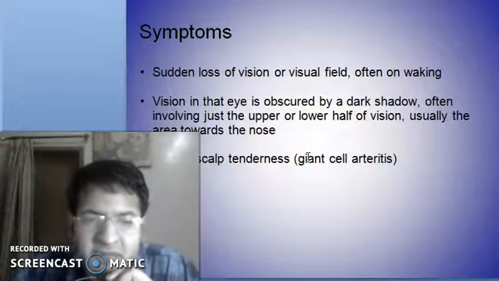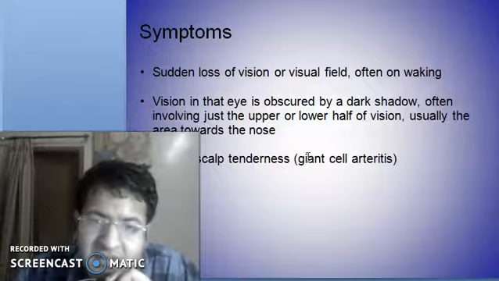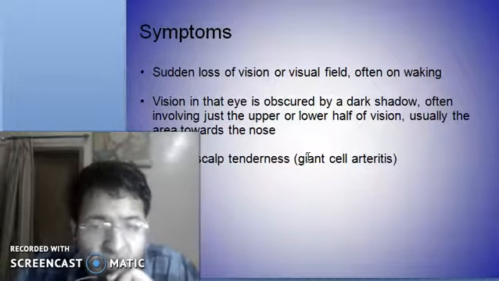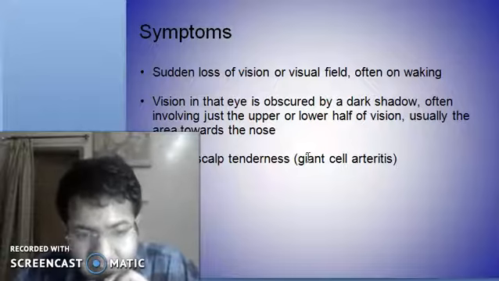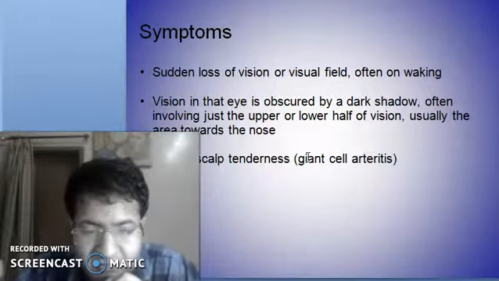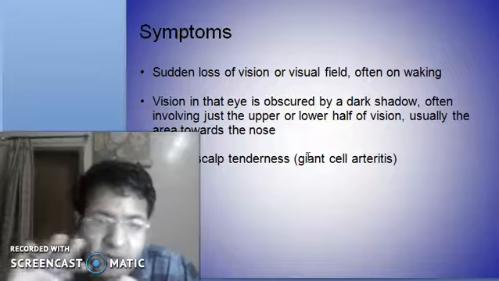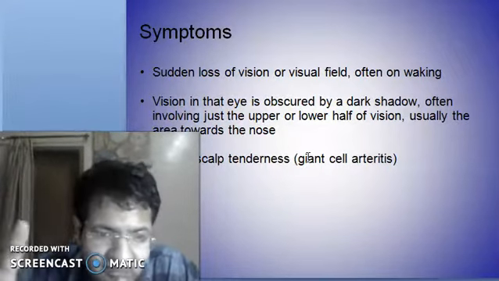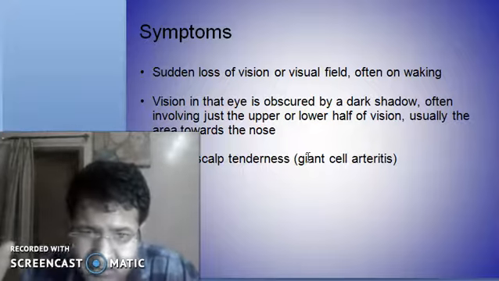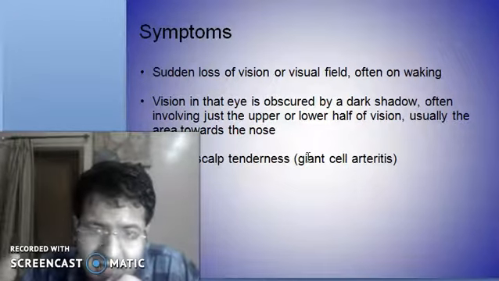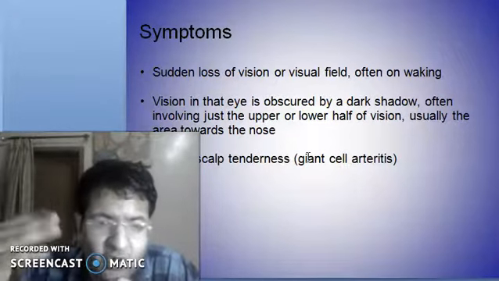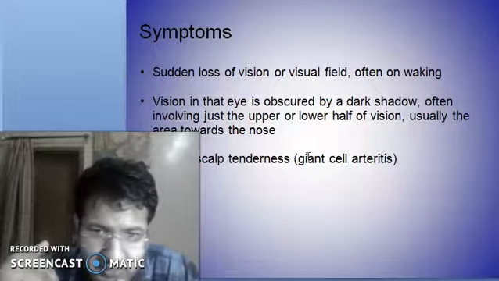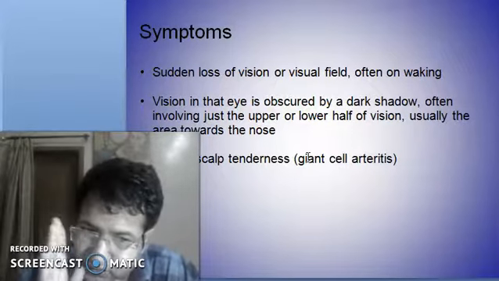What are the various symptoms with which ION presents? There is a sudden loss of vision or visual field, often on waking up. When we wake up from the night's sleep, there is sudden loss of vision or visual field. Vision in that eye is obscured by a dark shadow. It is not like the curtain of a retinal detachment, it is just some dark shadow that has suddenly appeared, and it often involves the upper or the lower half of the vision, usually towards the area near the nose.